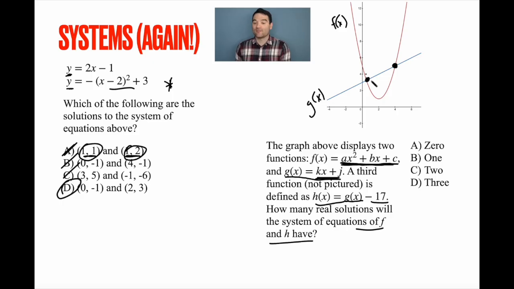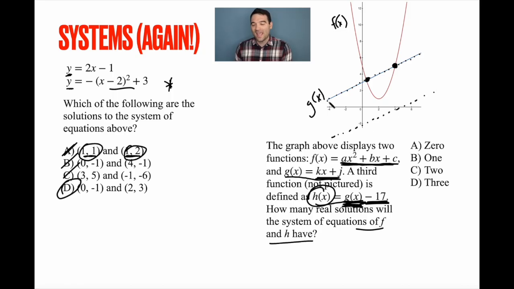But we're not asking about f and g, are we? We're asking about f and this unpictured one, which is h of x. Now, what do we know about h of x? We know that h of x is identical to g of x, but every value that comes out of it is 17 less. So for example, if I take g of x here and I label all these points on g of x, h of x is going to be the exact same picture as g of x, but it's going to be 17 lower, right? And I don't have the room to go all the way down here, but it's going to be lower.